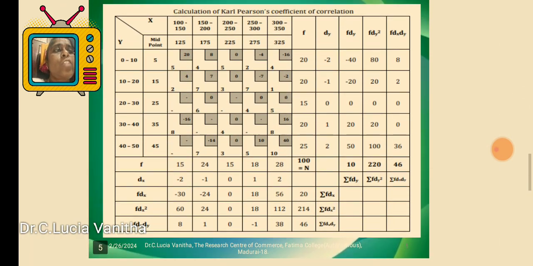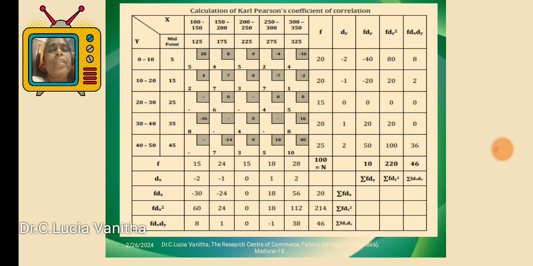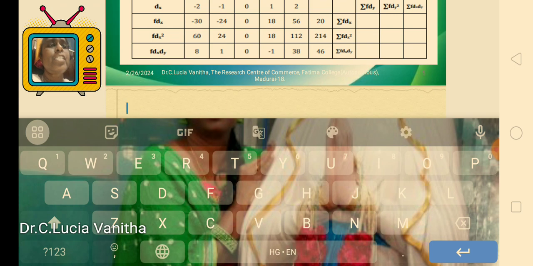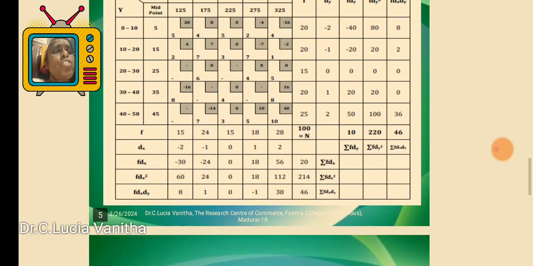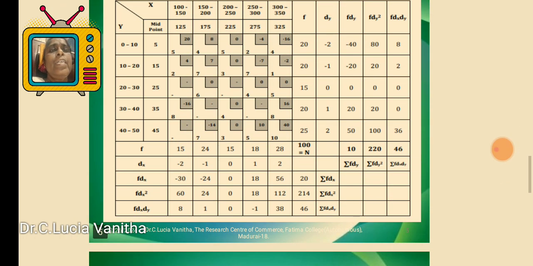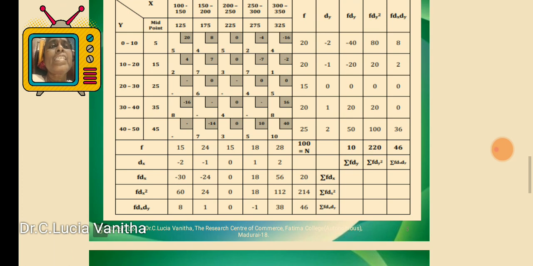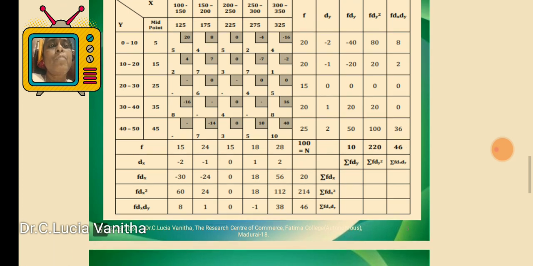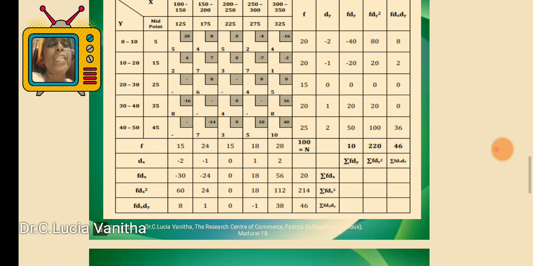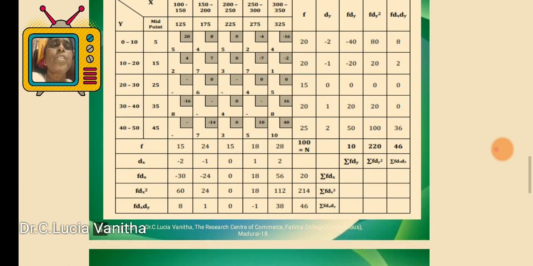Then the next one is that we need to calculate f dx dy. How to calculate f dx dy? That is the value in the grade box, that is inside the cell. How to do it?